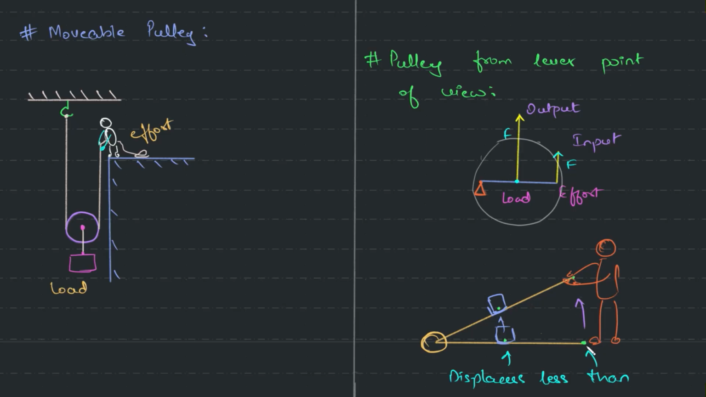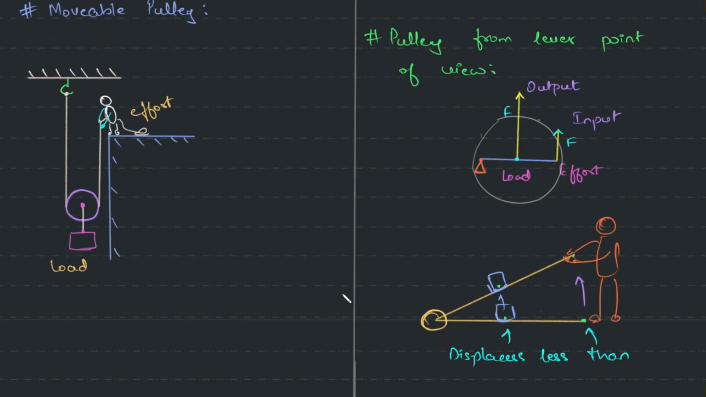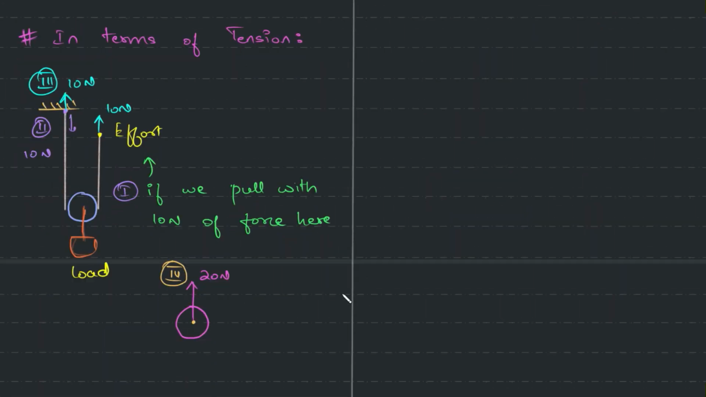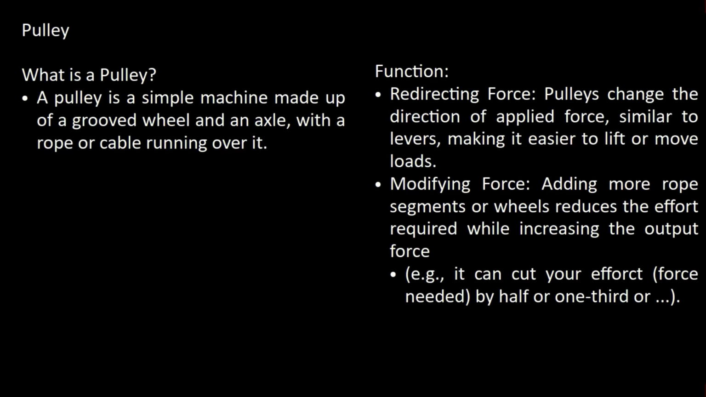So displacement over here is much more than this. So what is the end result? You'll be able to move heavier things, which you traditionally would not have been able to. That's the whole point of your system over here, right?